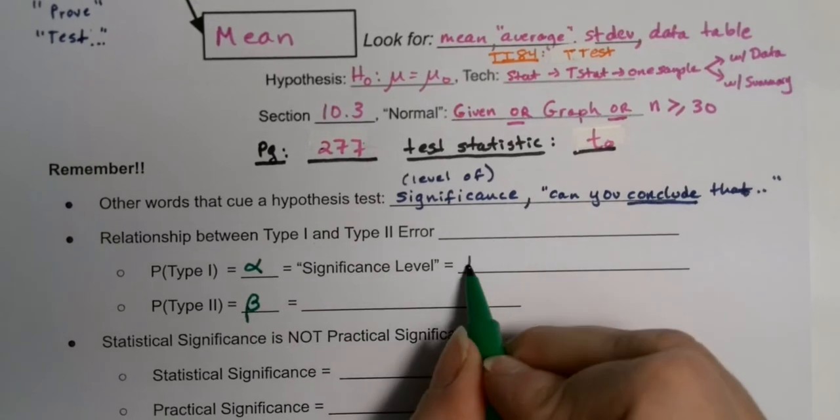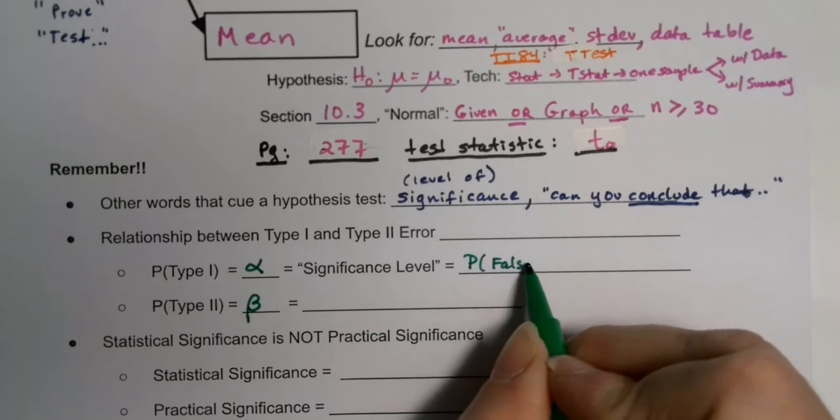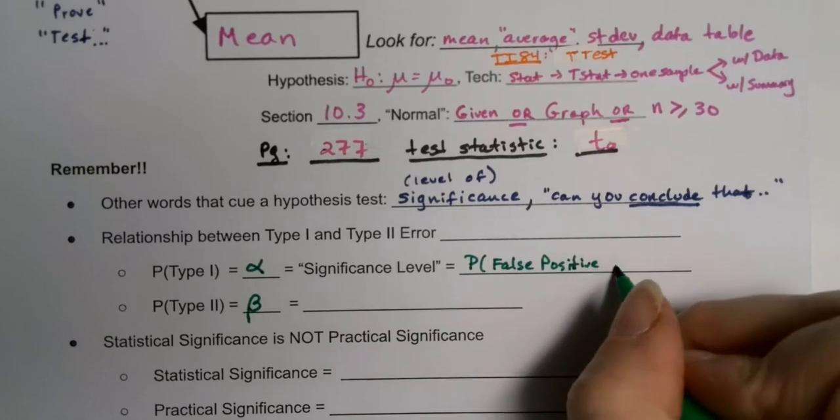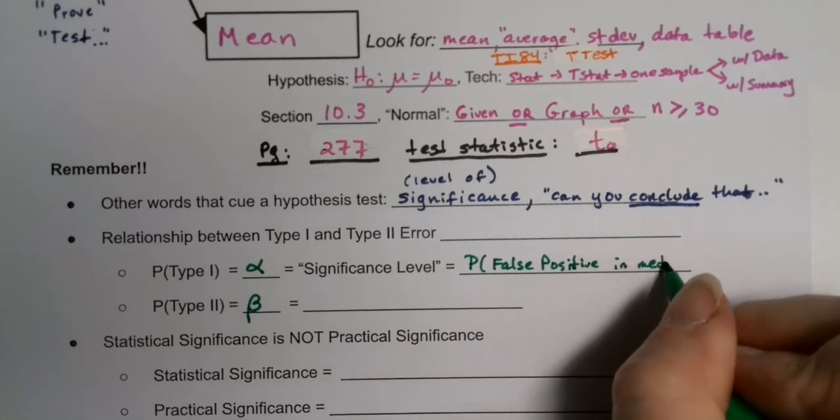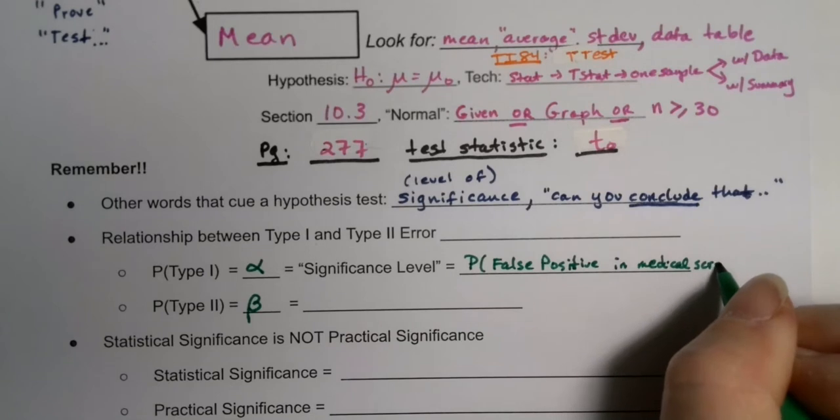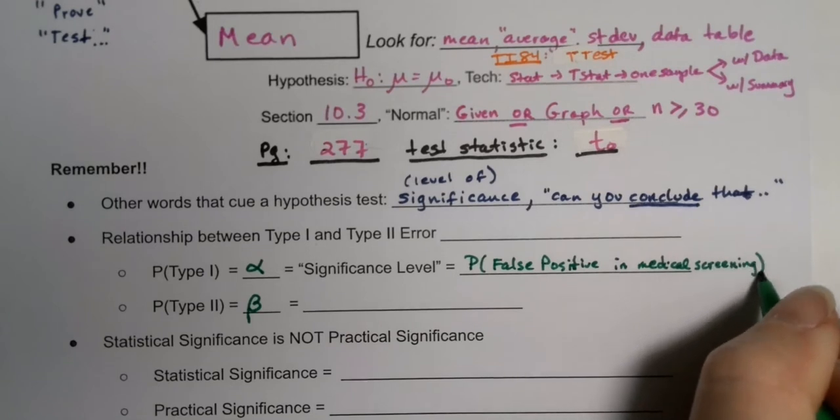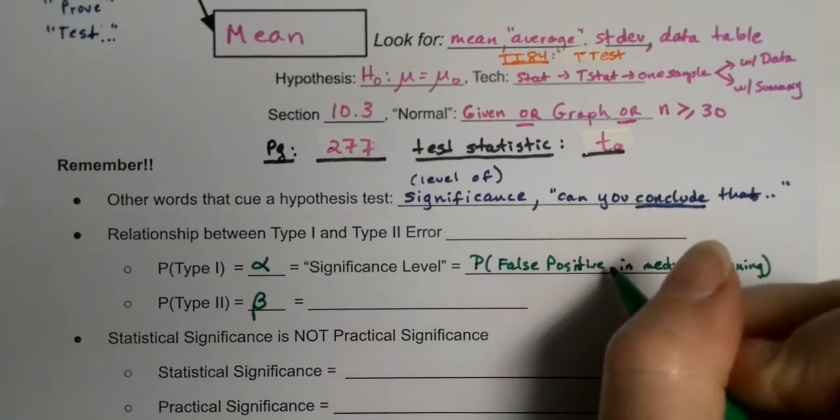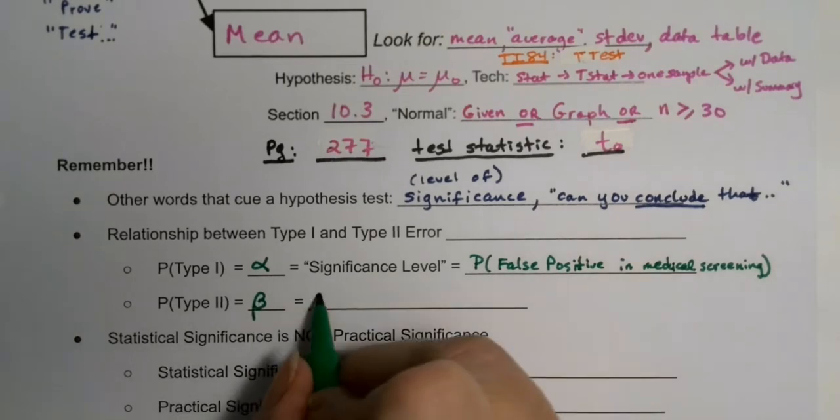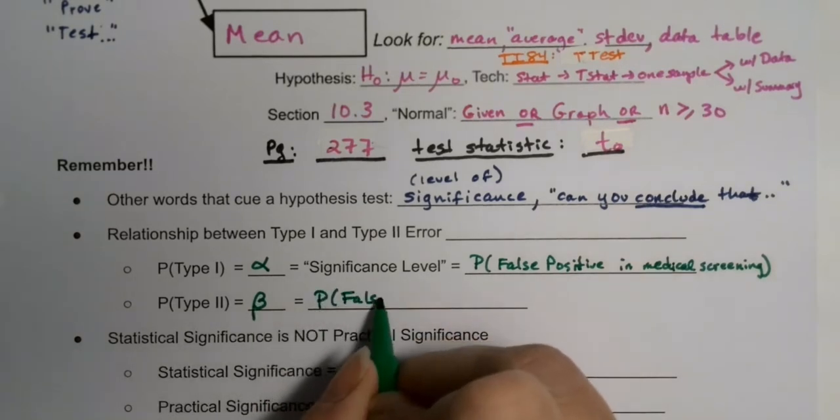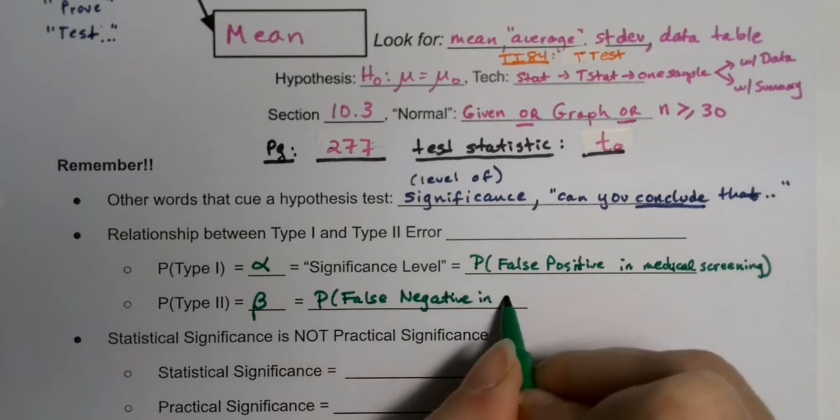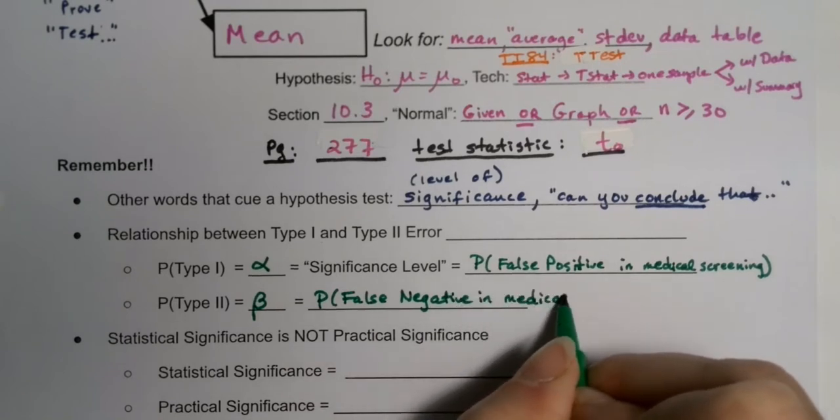It's the probability of a false positive in medical screening tests. It could be other types of screening tests as well, but it tends to be that way, for medical in particular. And then this is the probability of a false negative in medical screening tests, or just screening tests in general.